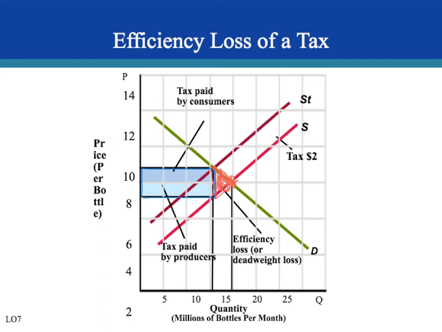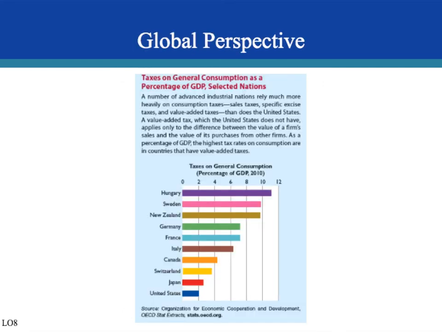And then we have consumer surplus here and producer surplus here. So in other nations, sales taxes are higher, excise taxes are higher, and also they have a VAT tax. That's a value added tax. We do not have that in the United States. A VAT tax is a difference between the value of a firm's sales and the value of its purchases from other firms.